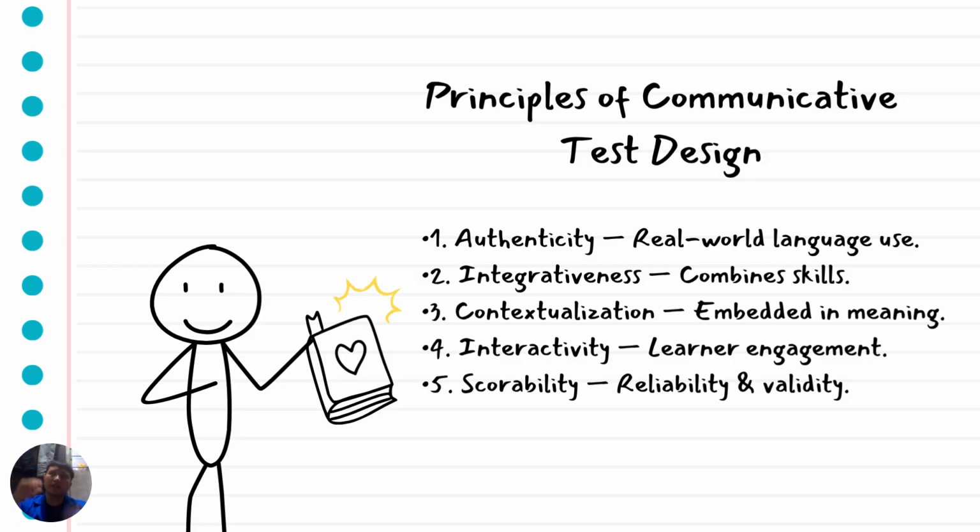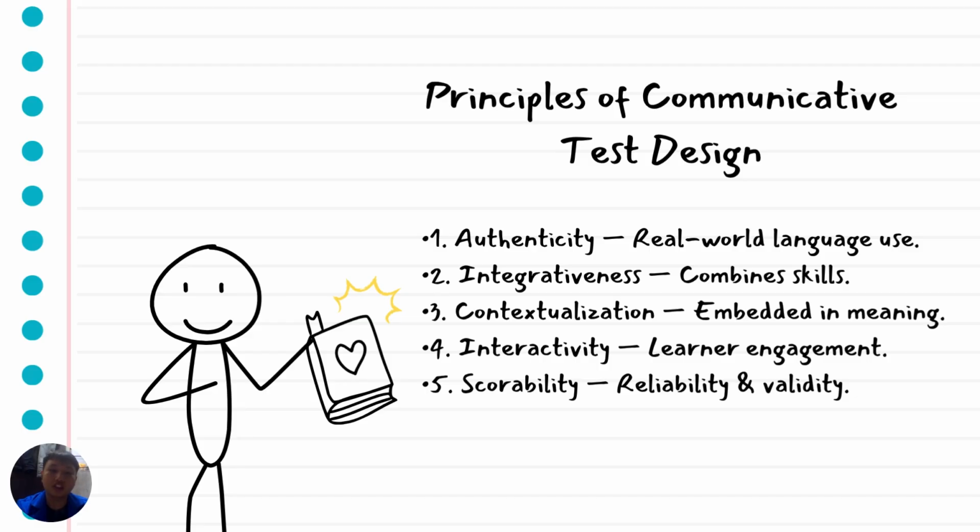There are five simple rules. First, authenticity. It must be real and useful, because we want to talk about real-world language use. And number two is integrativeness. We want to combine skills, it mixes many skills, like reading and grammar.